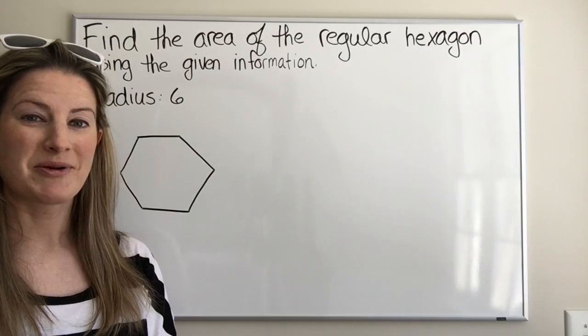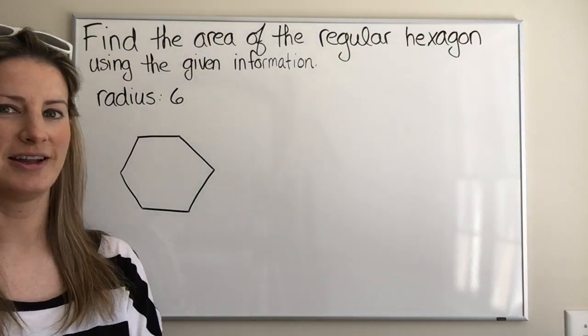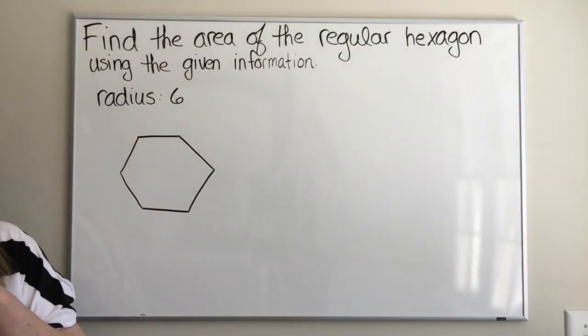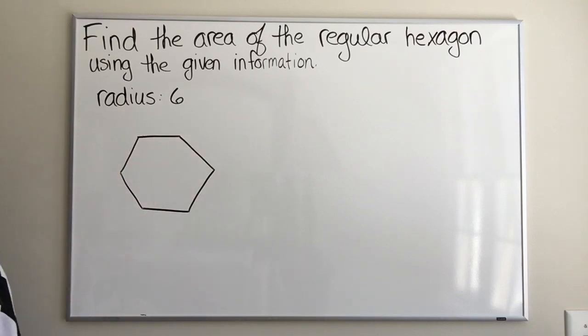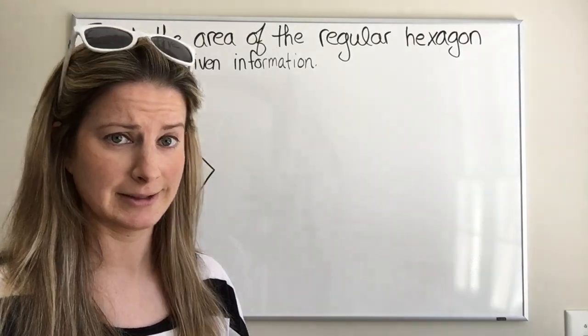Let's try another problem where we find the area of a regular polygon, in this case a hexagon, and now we have a different piece of information. So find the area of the regular hexagon using the given information, radius 6. Okay, so last time we were given a side length, so now let's try one where we're given a radius.